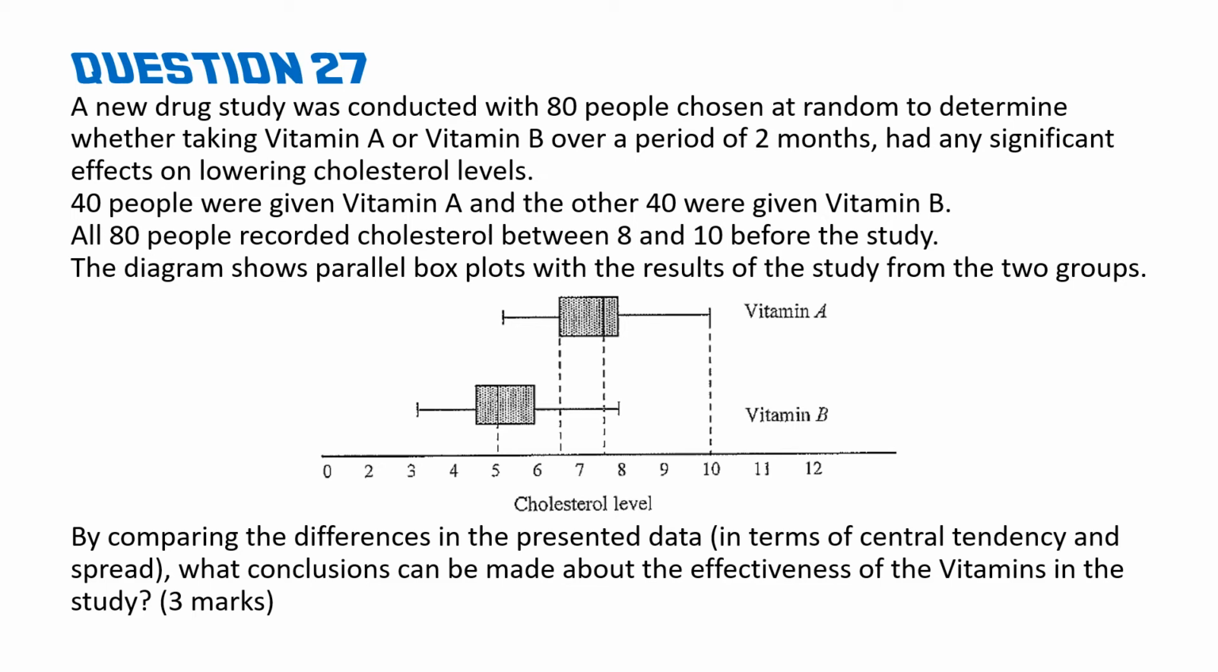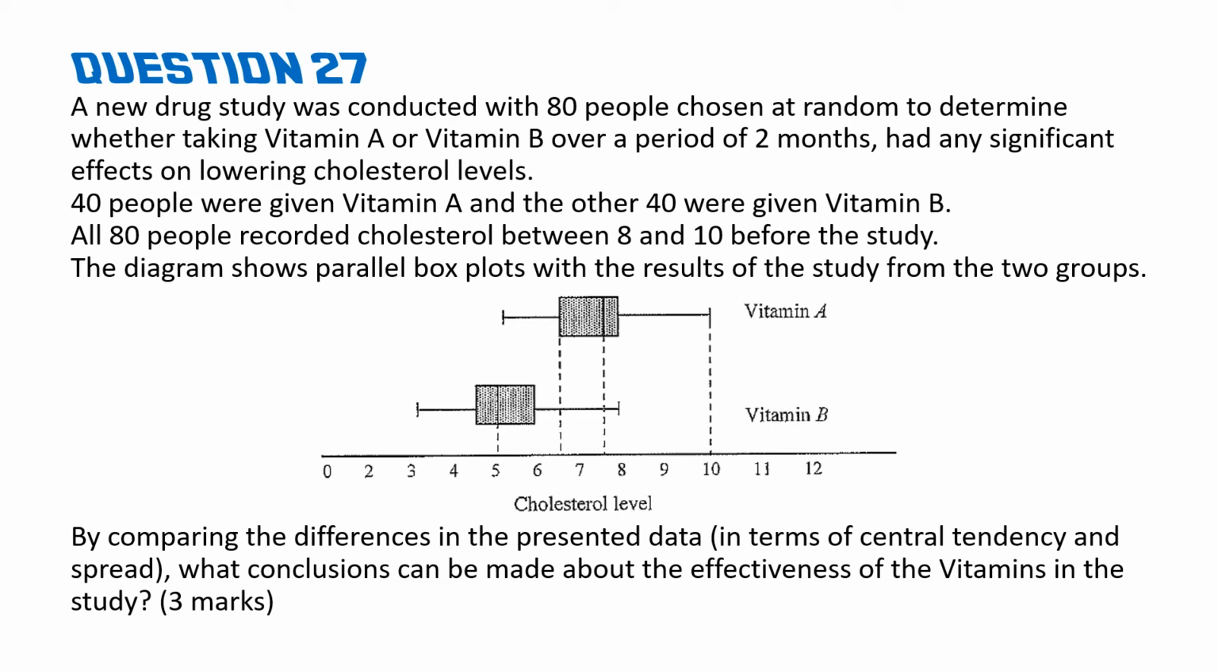All 80 people recorded cholesterol between 8 and 10 before the study. So before they took either vitamin, they had a cholesterol level between 8 and 10. The diagram shows parallel box plots with the results of the study from the two groups, vitamin A on the top and vitamin B on the bottom.